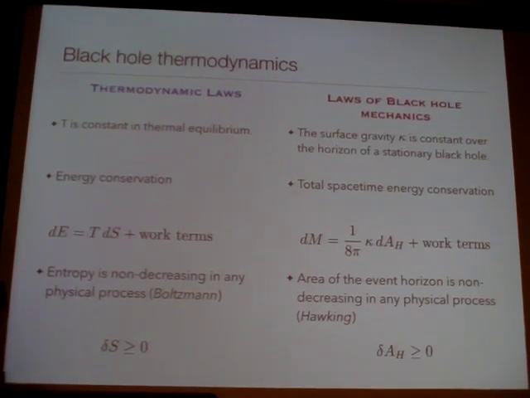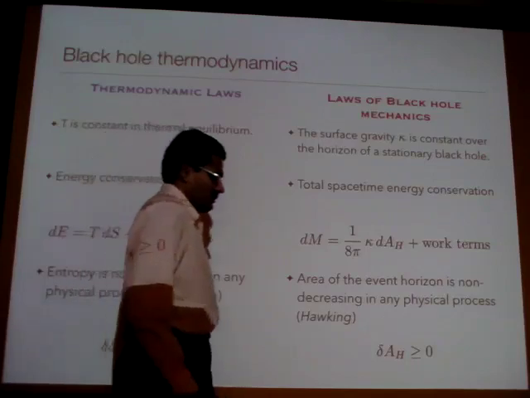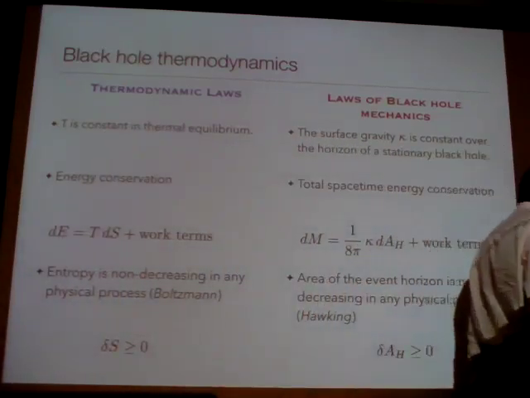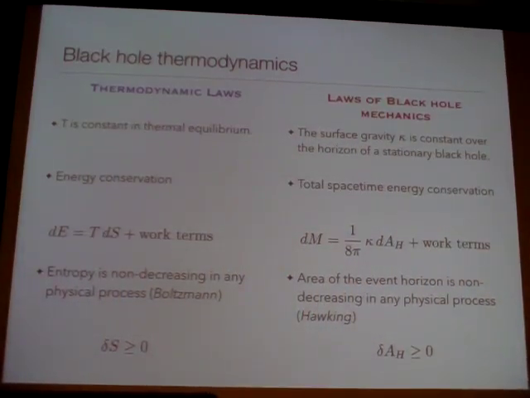So at this point, this set of analogies was what led Bekenstein to think of assigning some kind of notion of entropy associated with the area to black holes. But it was really Hawking's seminal work on black hole evaporation, that black holes radiate like black bodies, that made this identification between entropy and area precise. We know this is true.